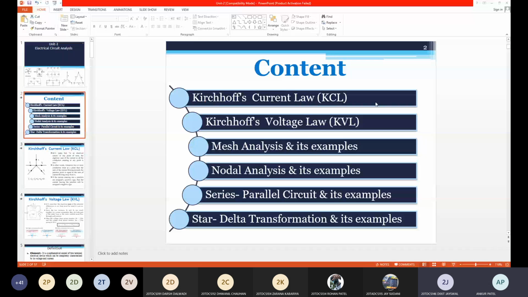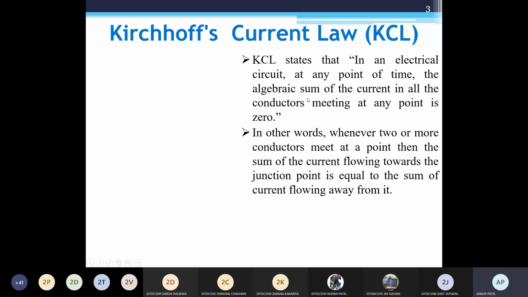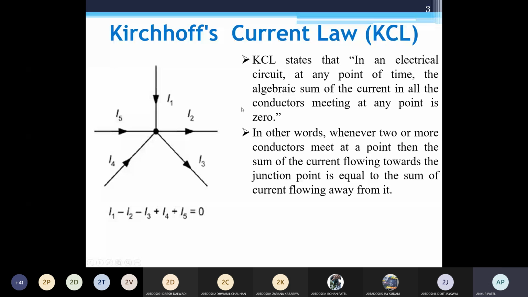Algebraic summation. We are doing algebraic summation. The word algebraic summation is very important to define KVL and KCL. In KVL and KCL, as we are using a DC source, we have only one type of load. Mostly we are using resistive type of load in a DC circuit. So when we apply KVL and KCL, we are doing algebraic summations.